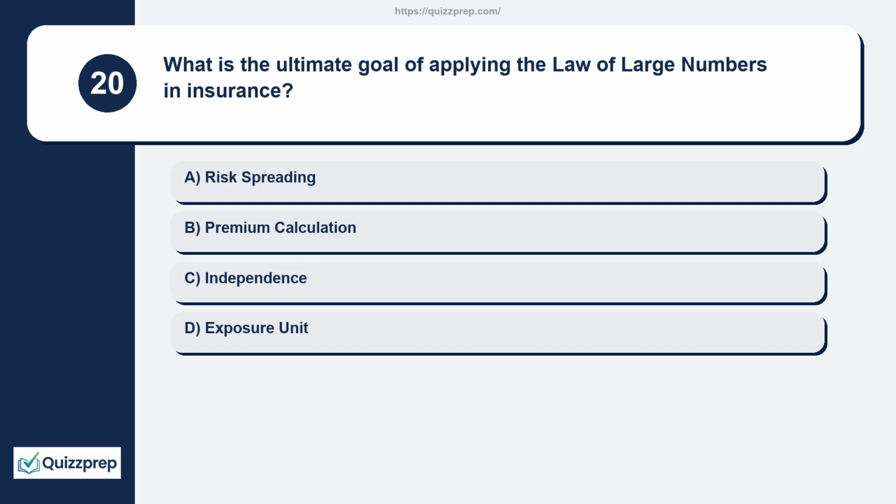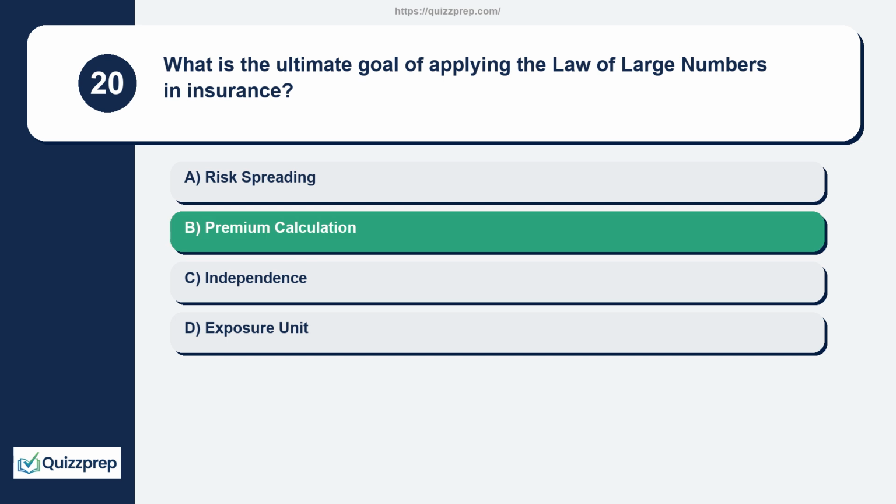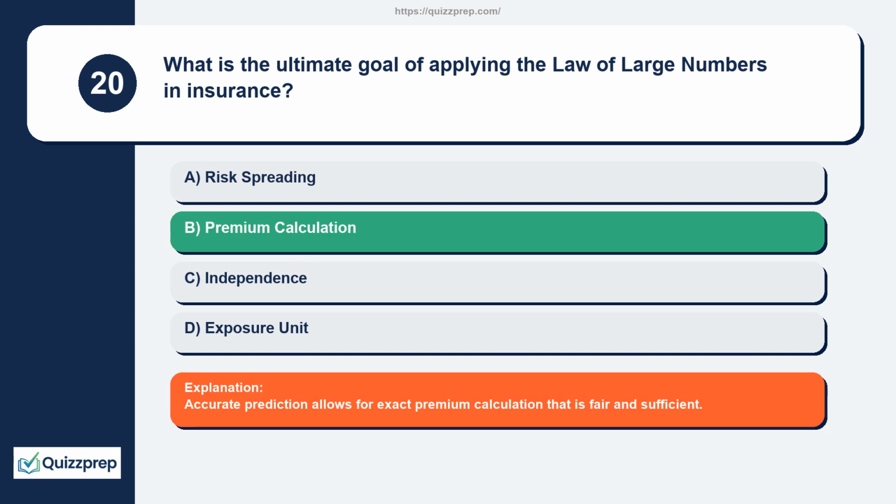Question 20. What is the ultimate goal of applying the law of large numbers in insurance? Risk spreading, premium calculation, independence, exposure unit. Accurate prediction allows for exact premium calculation that is fair and sufficient.